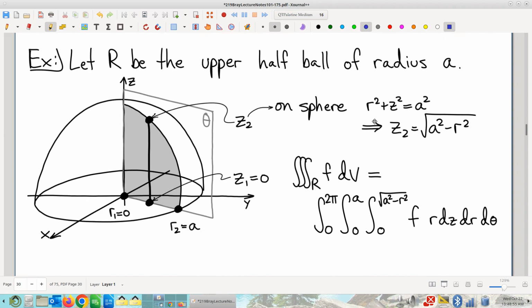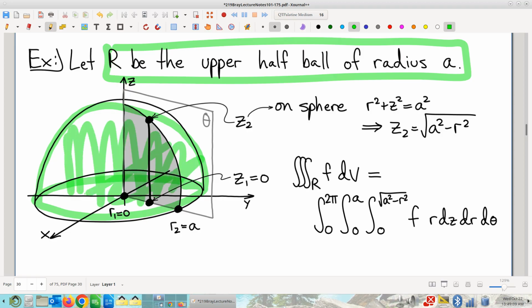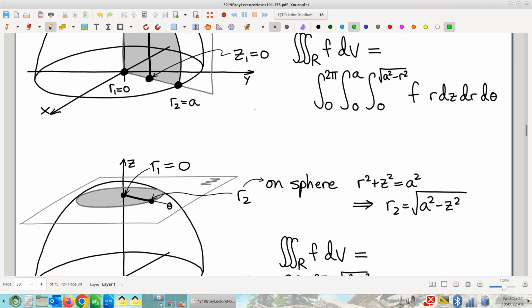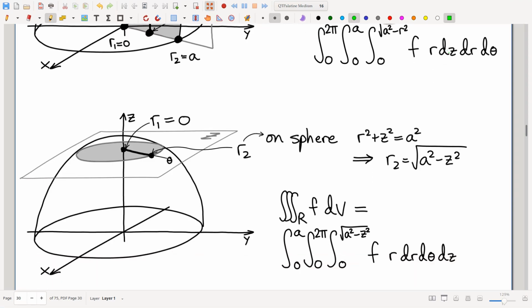Let's just dive in and do one. So we're going to look at our domain as being the upper half ball. Okay, how are we going to do this in cylindrical coordinates? Well, by the way, I'm going to do this both ways. I'm going to do this same domain. Let's see if I can fit it on. I'm going to do dz dr d theta, and then I'm going to do dr d theta dz. So I'll show you how both options play out.